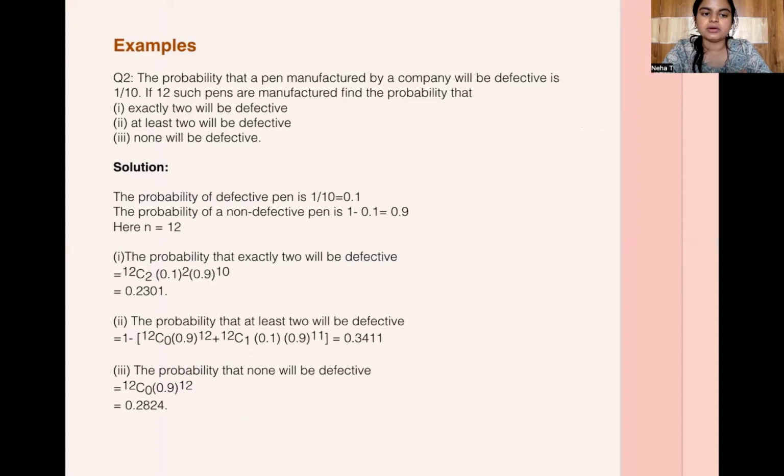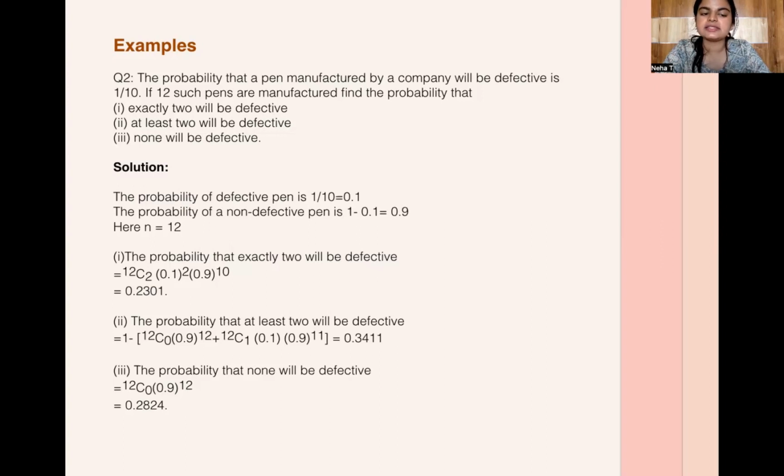Similarly, we have another problem. The probability that a pen manufactured by a company will be defective is 1 by 10. If 12 such pens are manufactured, find the probability that exactly 2 will be defective, at least 2 will be defective, and none of them will be defective. The probability is already given in the question, that is p equals 0.1, and q is 1 minus p, that is 1 minus 0.1, which is 0.9, and n here is 12.